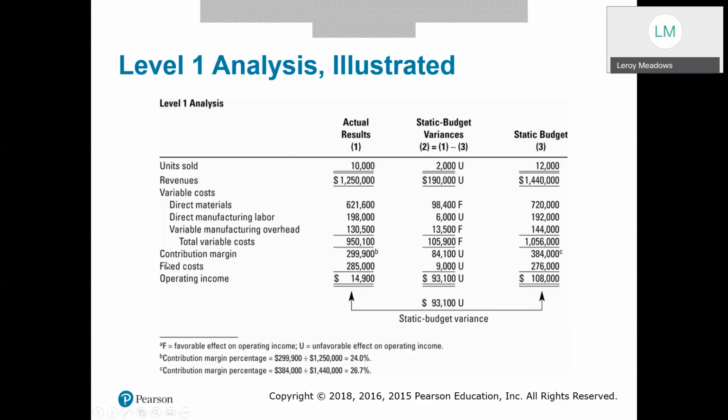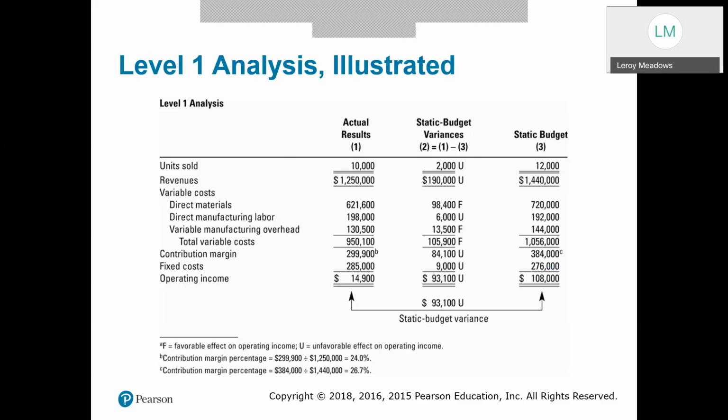Then let's skip down here to fixed costs. Our fixed costs, we budgeted for $276,000. However, we came in at $285,000. So our fixed costs came in $9,000 higher. All else being equal, higher costs lead to a reduction in operating income.